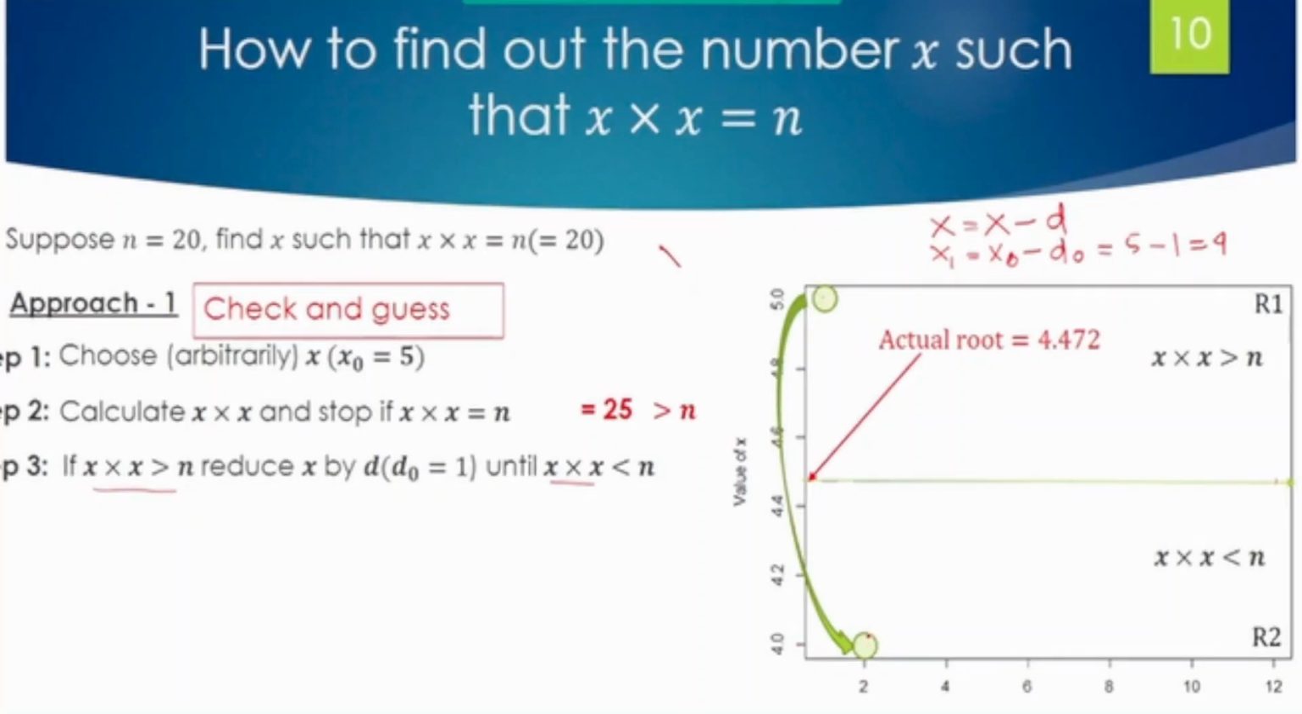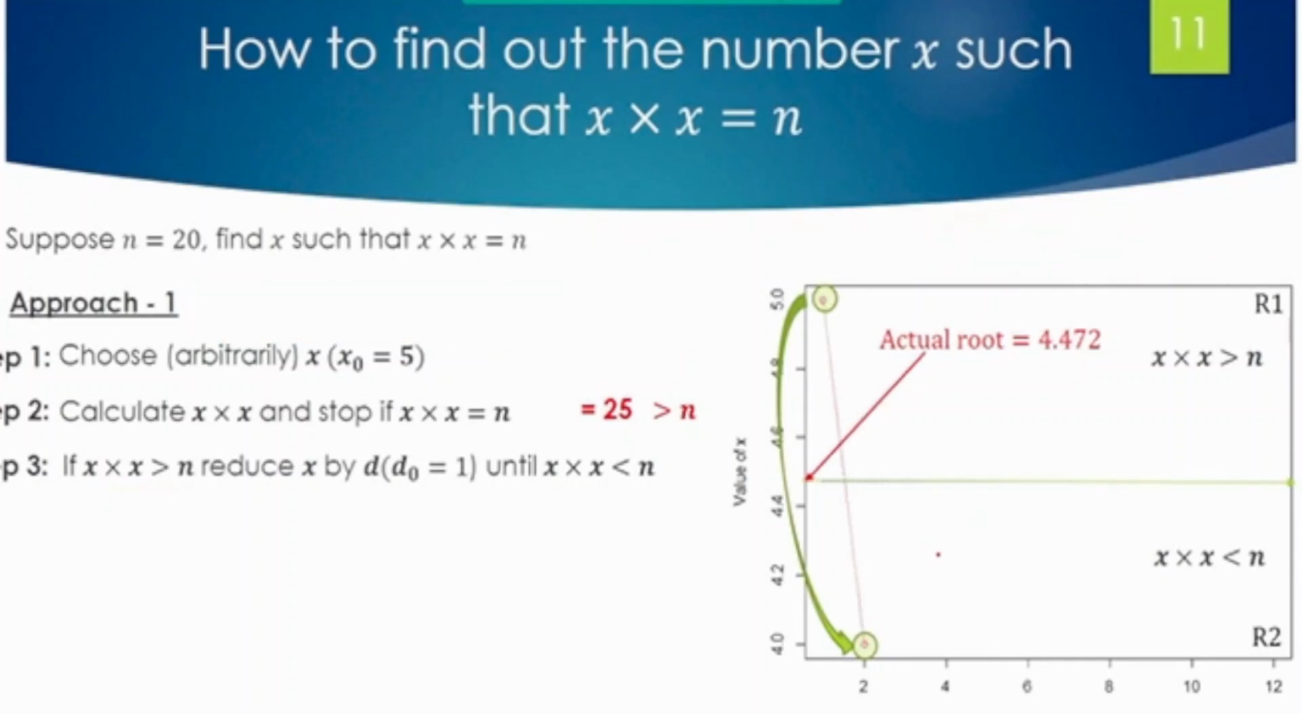Now see here the interesting part. After reducing it only once, I reach the other side. Now if you calculate 4 square, it will be less than 20. So therefore this point is residing in this region R2. So no further decrement or reduction is needed. Now you need to increase it, okay, towards the direction of your actual root, right?